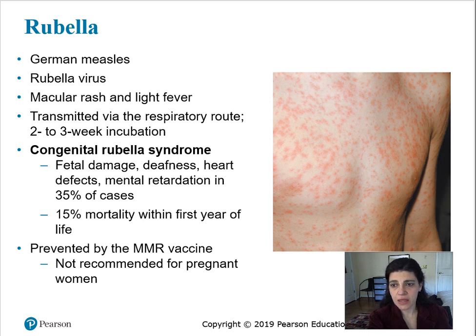Important here is that it's transmitted by respiratory route and very dangerous to pregnant women because of the congenital syndrome. So the fetus can have damage, can cause deafness, heart defects, mental retardation in 35% of the cases, and 15% mortality within the first year of life of that child that was affected during pregnancy. The MMR vaccine, also used to prevent this disease, should be given prior to pregnancy, not during pregnancy.